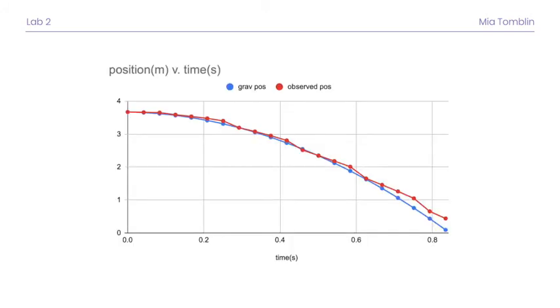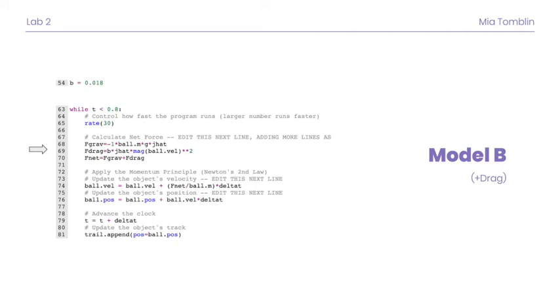And this is the comparison between what the model predicted in blue and the observed position in red. As you can see, they are very similar towards the beginning, but the variance continues to increase over time. At the end of the time frame, the predicted position is closer to the ground than the observed position. So I created a second model, this time including drag, to more accurately predict the motion of the frisbee.